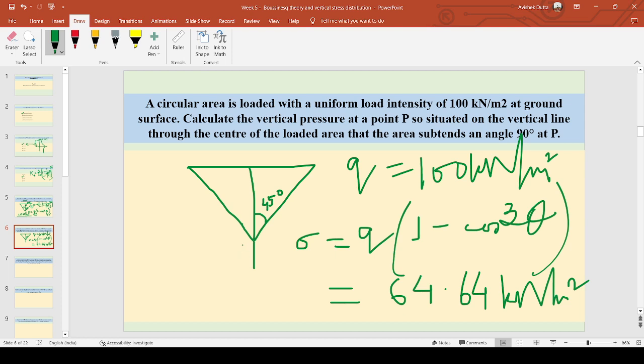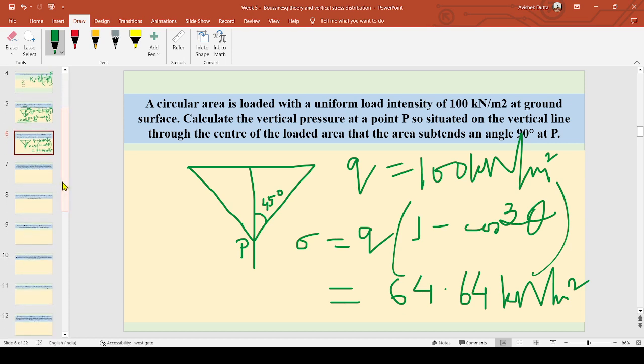I have forgotten to mention, point P is where the entire area is subtending an angle of 90 degree. So the half angle, that is theta in this formula, will be equal to 45 degree. Putting the value of theta and q equal to 100, we obtain a value of 64.64 kilonewton per meter square. This is the answer. Next question.